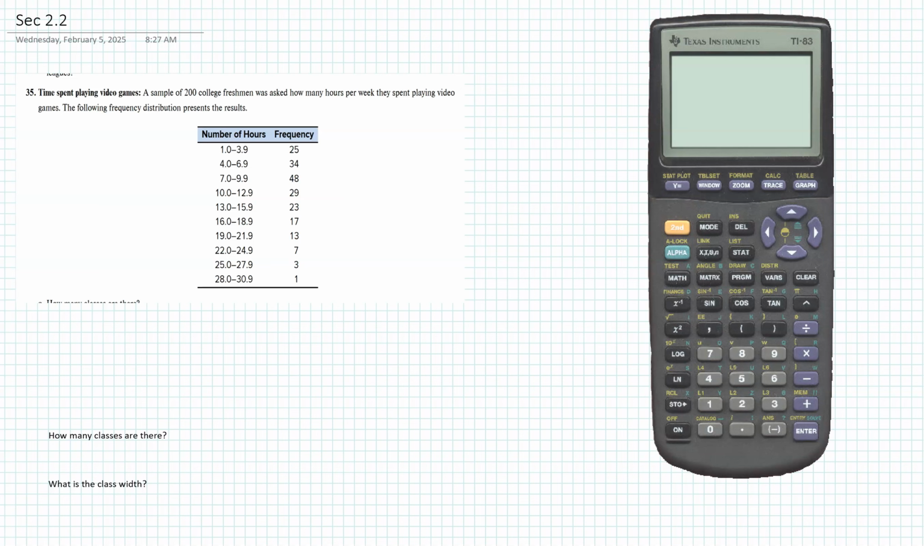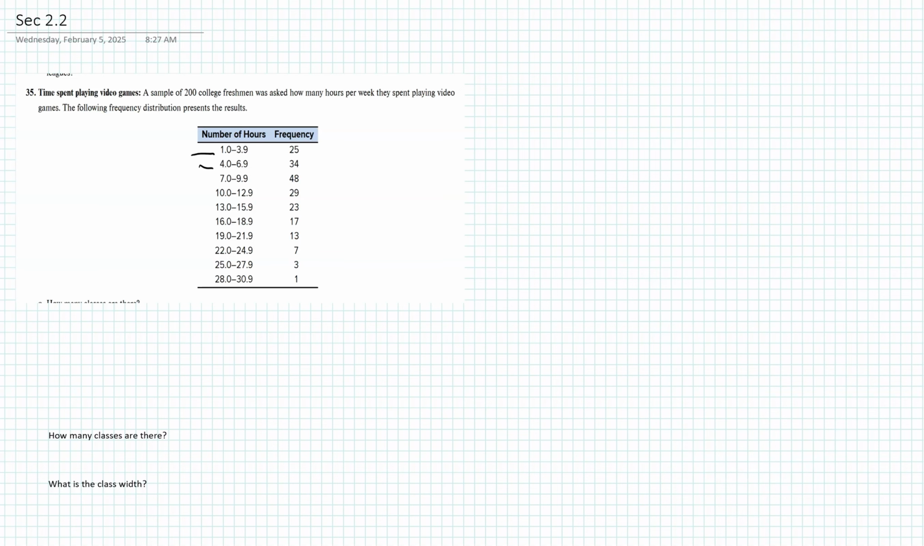Okay, this example: a sample of 200 college freshmen were asked how many hours per week they spent playing video games, and the following frequency distribution are the results. So we have our classes, we have our lower class limits here. These are our upper class limits, and this is the frequency. So how many classes are there? So there's 1, 2, 3, 4, 5, 6, 7, 8, 9, 10. 10 classes.